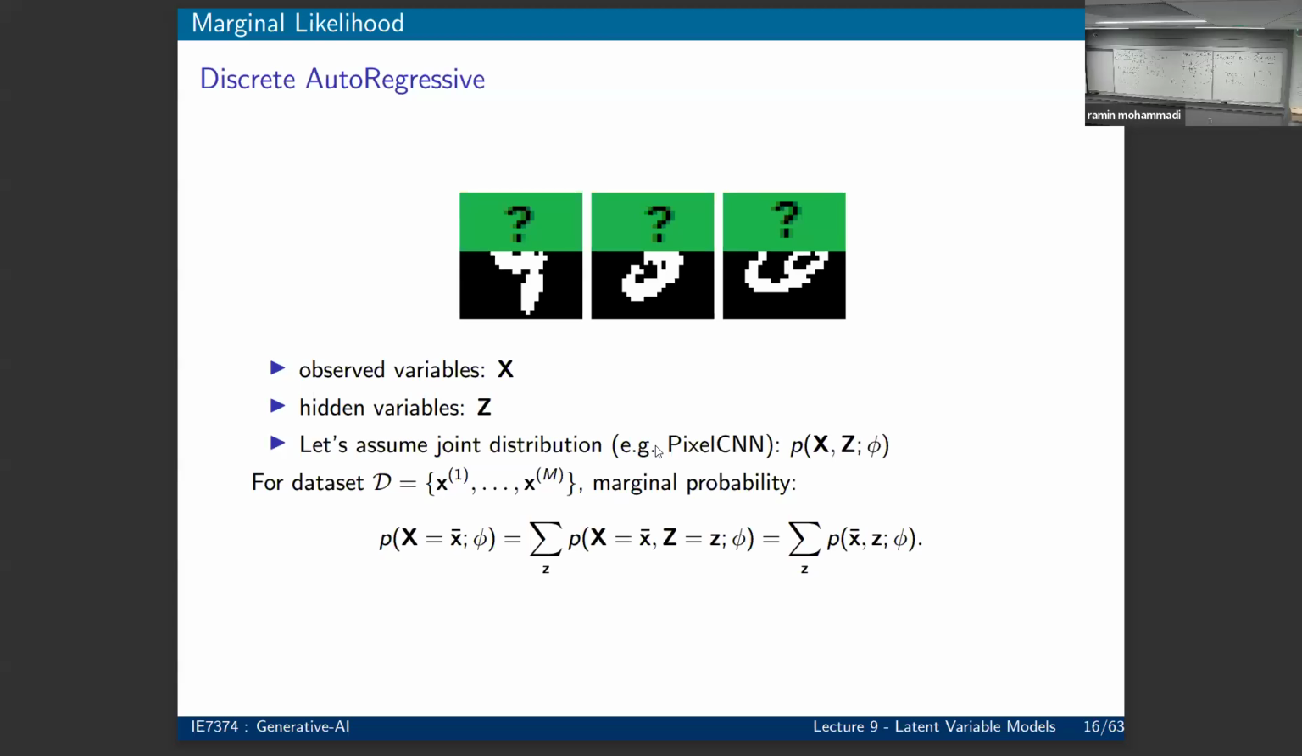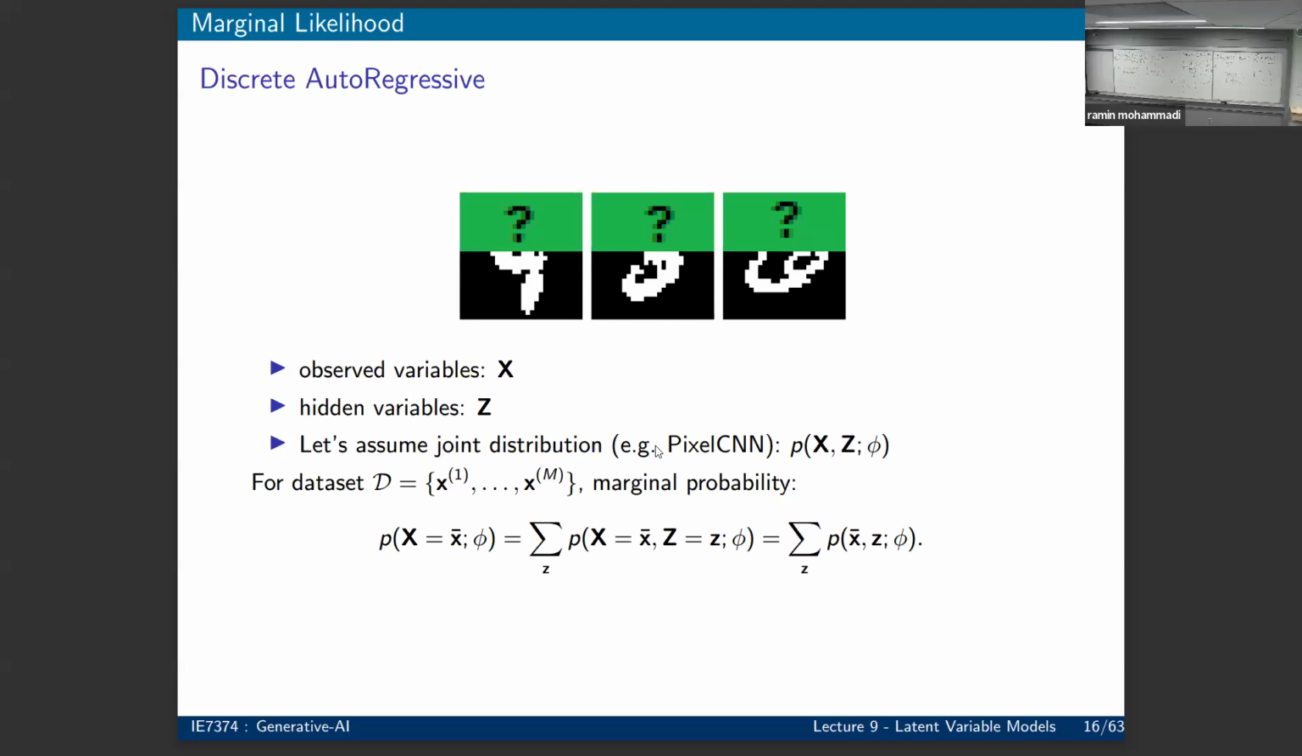That means you fill in the missing ones, given some parameters, which comes basically from this term. Here, as you see, we sum again over all possible Z. This is the marginalization, right? This term and this term are the marginalization.